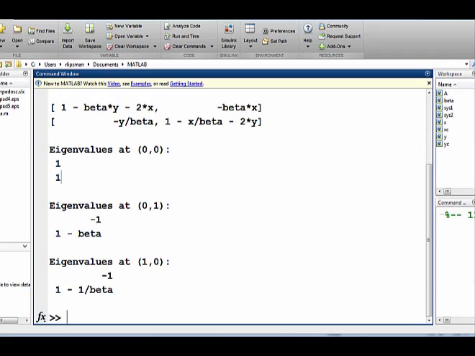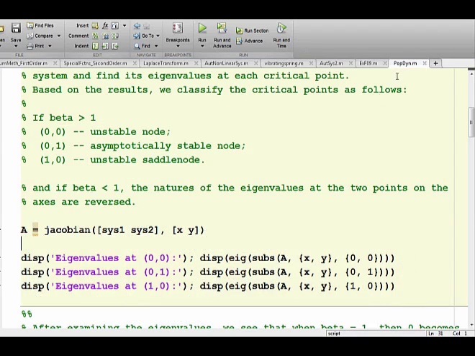And let's go back to the editor window to see the summary. If beta is bigger than 1, the origin is, as I said, an unstable node. 0, 1 is an asymptotically stable node, but 1, 0 is an unstable saddle point. Saddle point. If beta is less than 1, the natures of the eigenvalues at the 2 points on the axes are reversed.